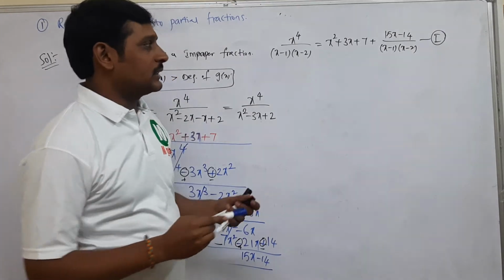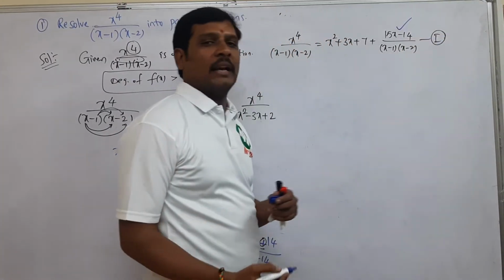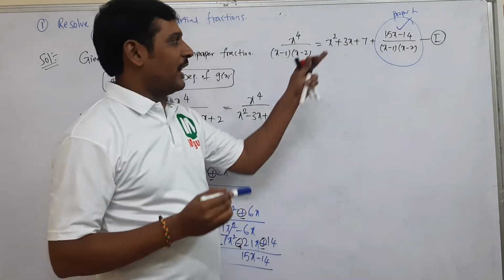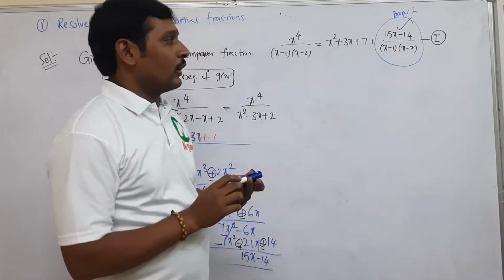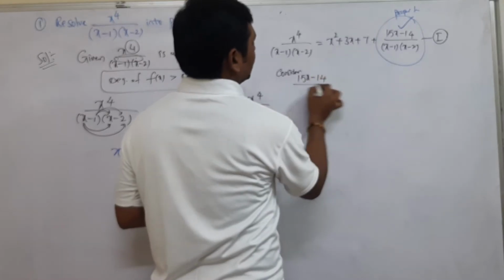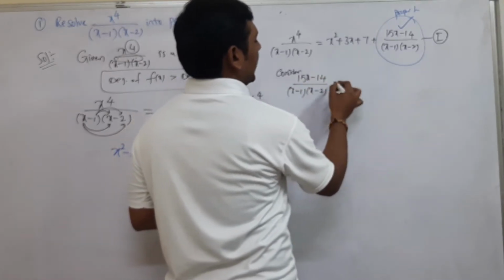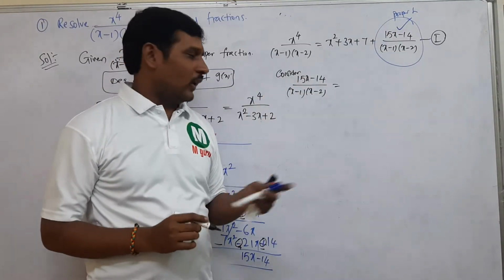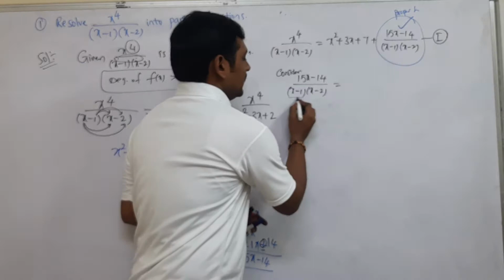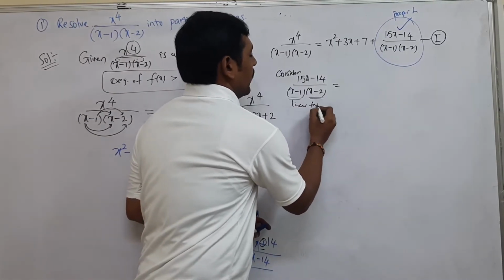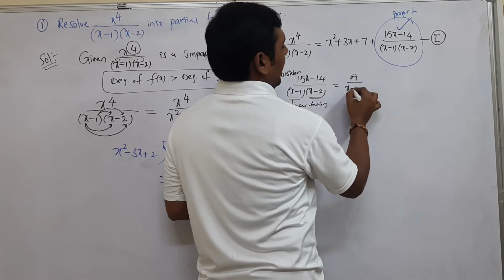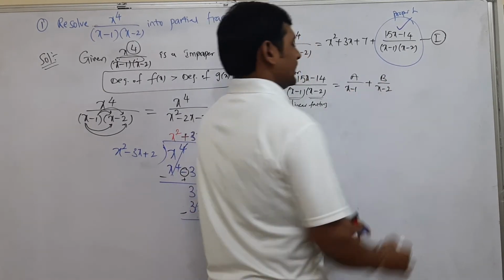But now what happens? Once again, this converts into partial fractions because this is a proper fraction. Because it is a proper fraction, once again we need to divide them. So go for the division. Let us consider 15x minus 14 by x minus 1 into x minus 2. You can observe here, numerator degree is 1, denominator degree is 2. So this is a proper fraction. To get the partial fractions, these are the linear factors. Because these are linear factors, use rule number 1. What does rule number 1 say? A by x minus 1 plus b by x minus 2, right?